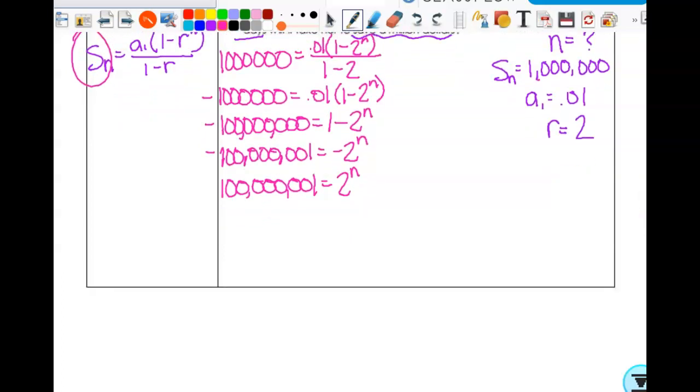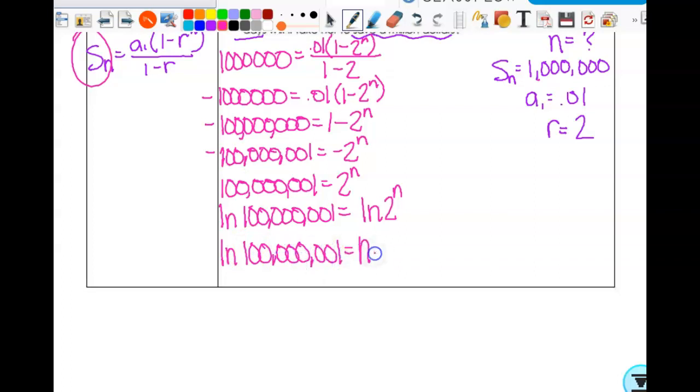So I'm going to take the natural log of both sides. Natural log of 100,000,001 equals the natural log of 2 to the nth power. I did that because I want that n to come out. Now that I have it in log form, this n gets to come out in front there. Remember, that's your little exponent rule. So now I have the natural log of 100,000,001 is equal to n times the natural log of 2. Everybody with me? Just very basic log rule there.